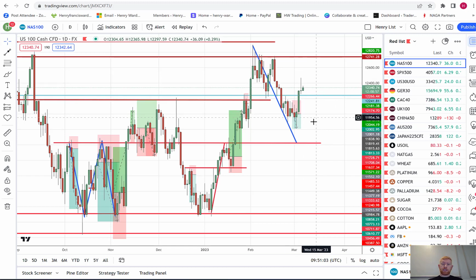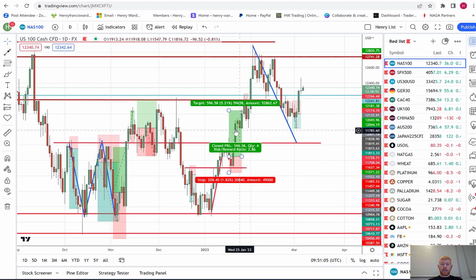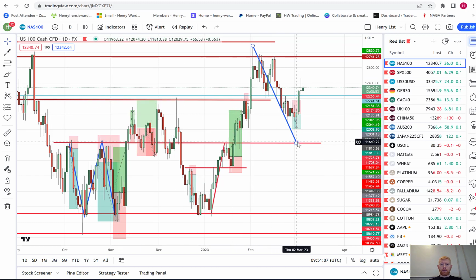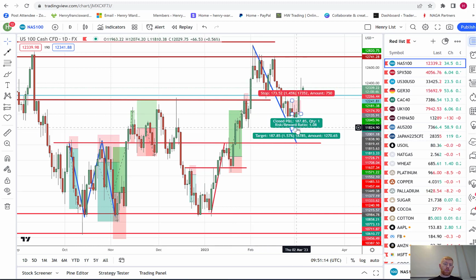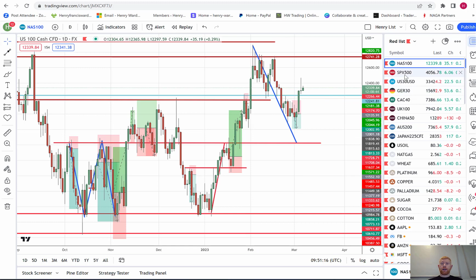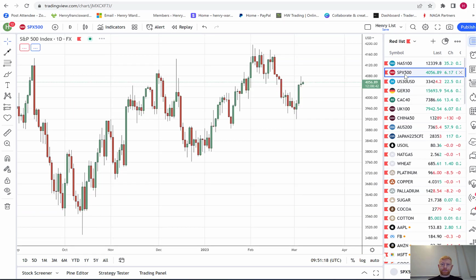So anyone who is taking this long, brilliant. But for me, it wouldn't have been a long trade. I wanted it to come down to here. I understand that there was a double bottom there. Brilliant trade if you took it off that double bottom. But for me, it wasn't enough of a setup there.